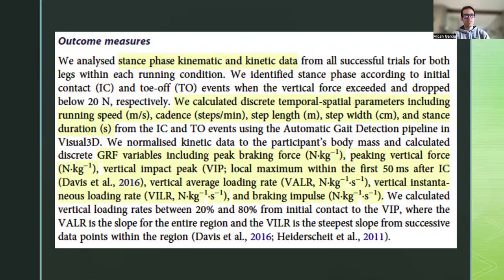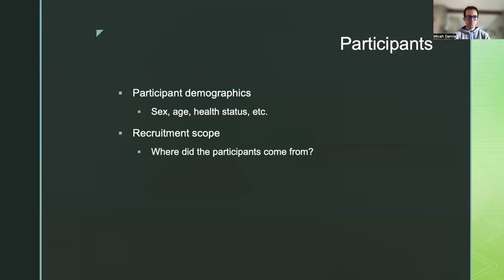Now, the dependent variables are down in a different section in the outcome measures. And so here we're measuring the stance phase, kinematic, and kinetic data. And specifically, we've got running speed, cadence, step length, step width, and stance duration. But then we also have some ground reaction force variables, looking at braking force, vertical forces, and information like that. Okay, so these are all those outcome variables. The dependent variables are all specifically called out. And now in this scenario, since there are quite a few of them, they have their own independent section.